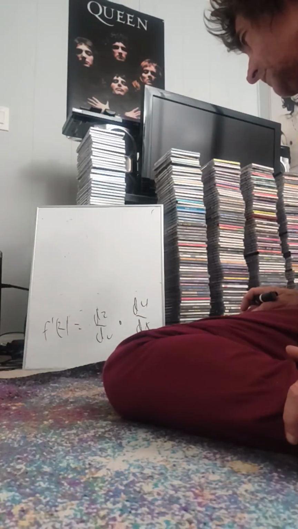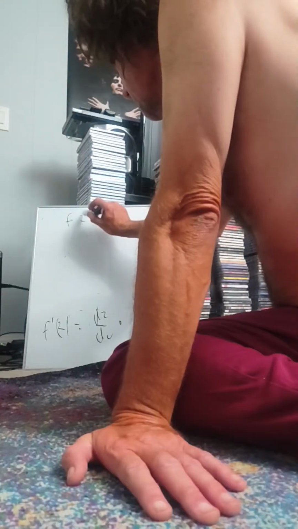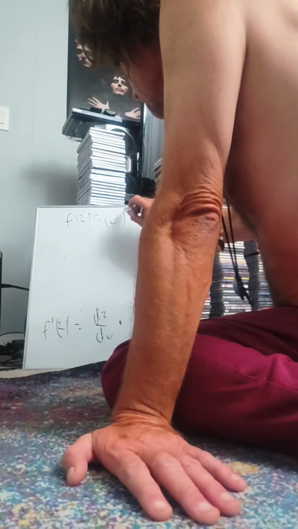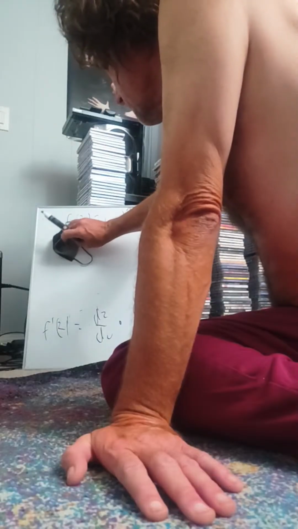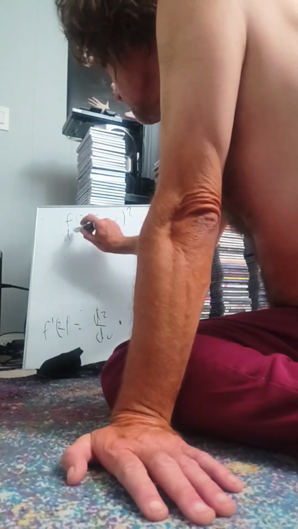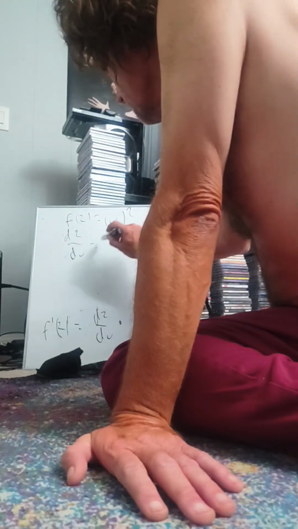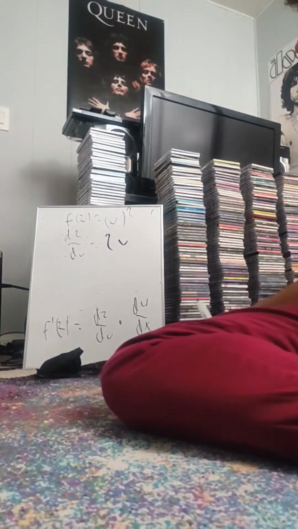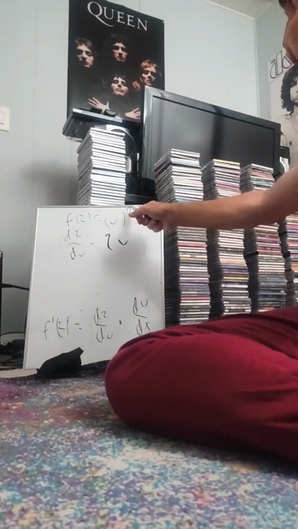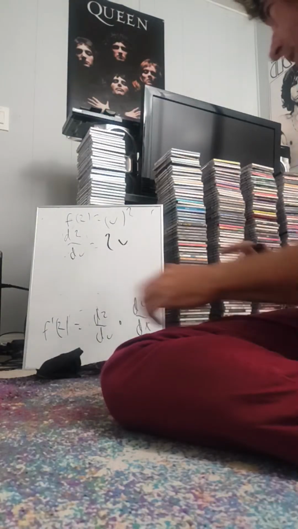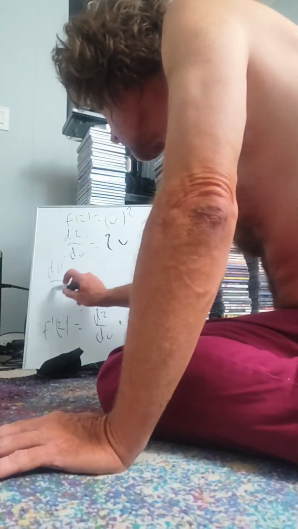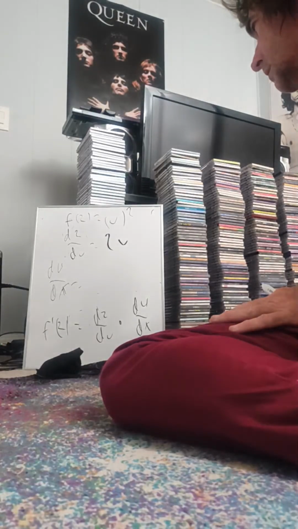But f of z equals u squared. So let's say dz du equals 2u by the power rule. 2 times 1 is 2, 2 minus 1 is 1, and u to the 1 is u. Now du dx equals du dx.